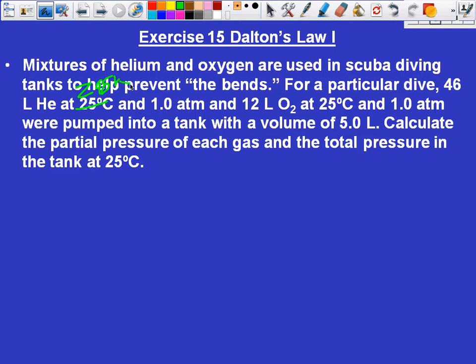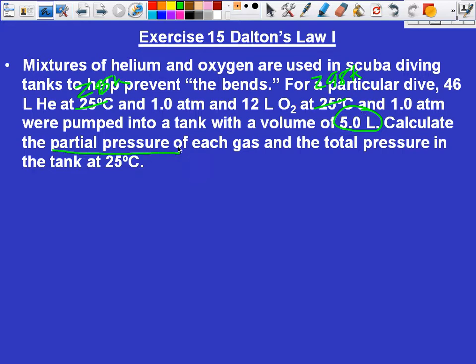And 1 atmosphere. Okay, so we have helium. And 12 liters of oxygen at 25, same thing, get rid of that, 298 K, and 1 ATM were pumped into a tank with a volume of 5 liters. All right. Calculate the partial pressure of each gas and the total pressure in the tank.